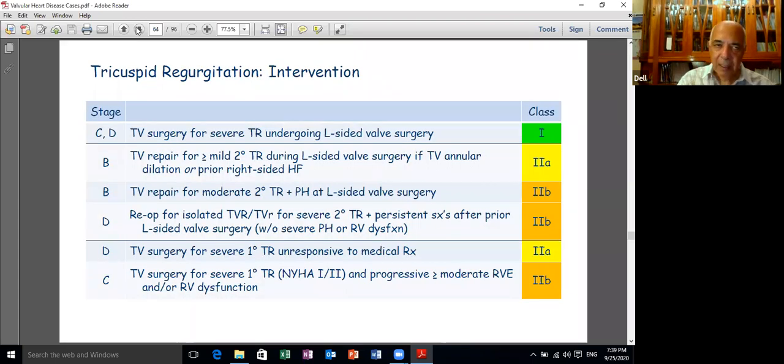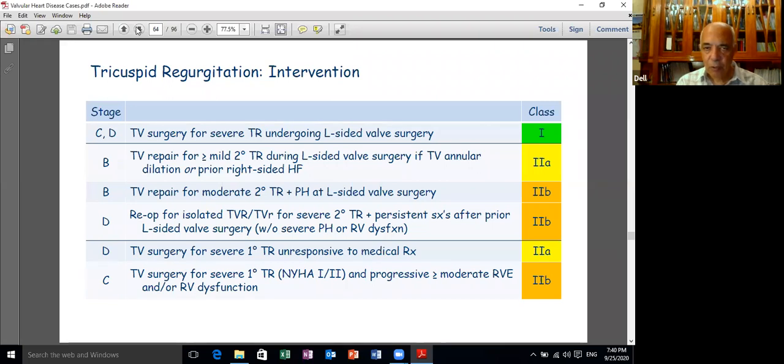Now, if you look into the guidelines for the intervention for tricuspid regurgitation, there is only one indication that's class 1 and one indication that's class 2A. So tricuspid surgery for severe tricuspid regurgitation is indicated for patients undergoing left-sided heart surgery. So if you are operating on the mitral valve or on the aortic valve or on both, and at the same time you have evidence of severe tricuspid regurgitation, it's a class 1 indication, whether this patient is symptomatic from the tricuspid valve or not, because it's stage C or D. This is a class 1 indication for surgery, and it's the only class 1 indication for surgery in this context.